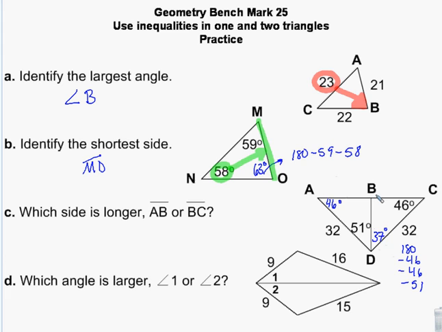Okay. So now 51 is across from AB, 37 is across from BC. So which side is longer? The one across from the bigger angle, so 51, so AB is longer than BC. So far okay?